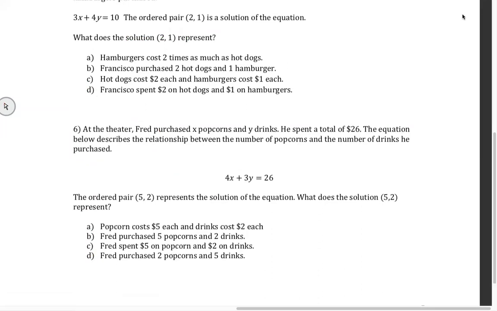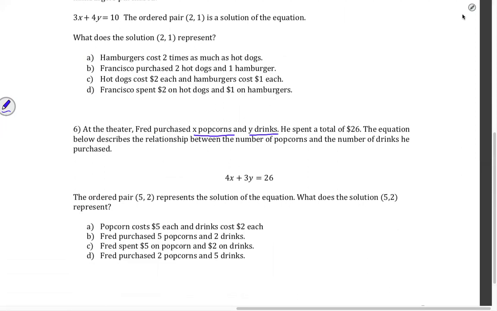Now, at the theater, Fred purchased X popcorns and Y drinks. He spent a total of $26. All right, I think we've read these type enough, so we can skip down here. It says the ordered pair 5, 2 represents the solution. Okay, so X is popcorn, Y is drinks.